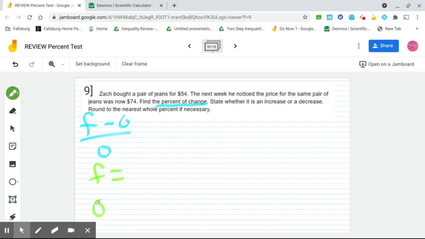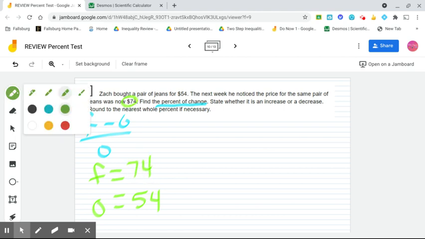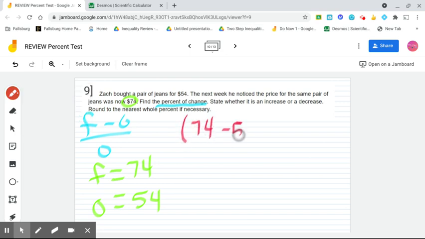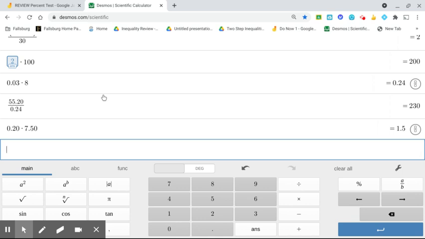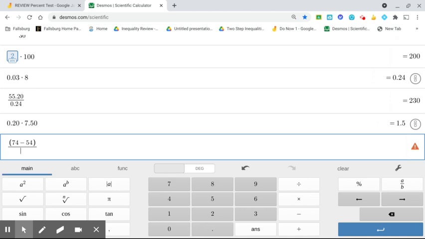So final is what the price is right now. Original is what they originally were. So they are originally $54. What they are now are $74. So we have final minus original over original. Please make sure you put these parentheses here, especially when you go into the calculator, you need those parentheses. So I have 74 minus 54 divided by 54.